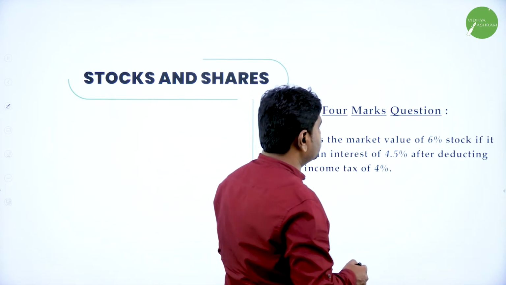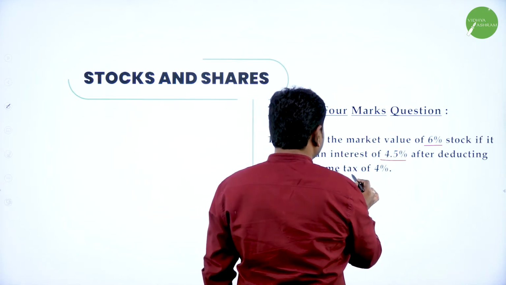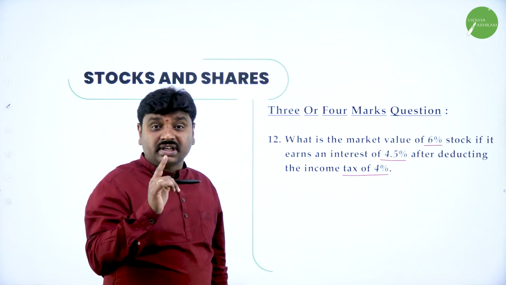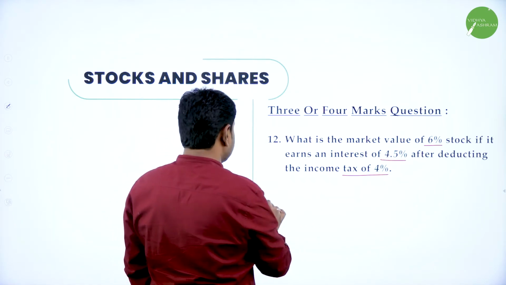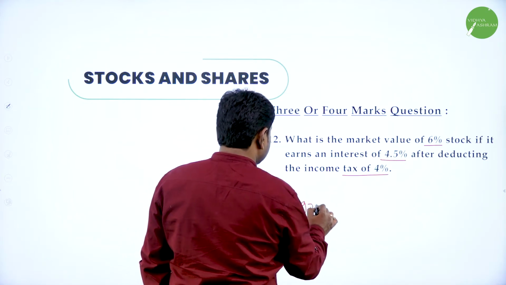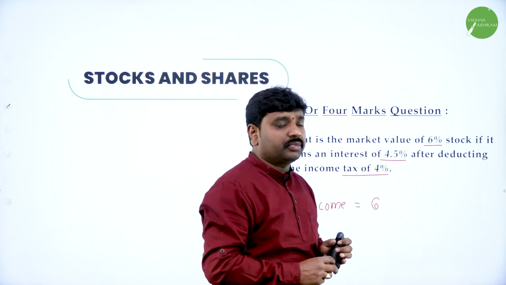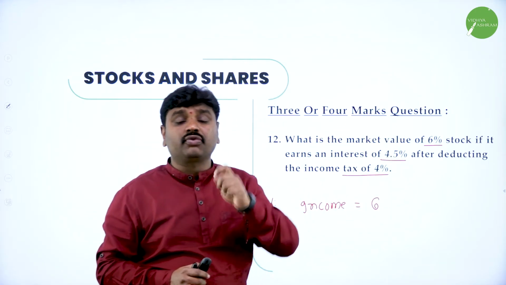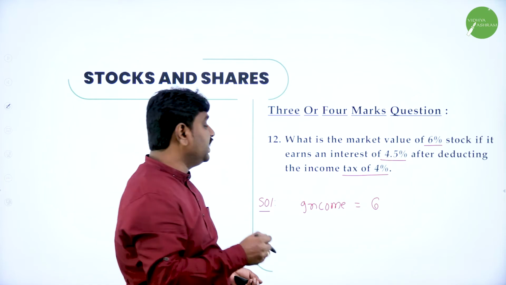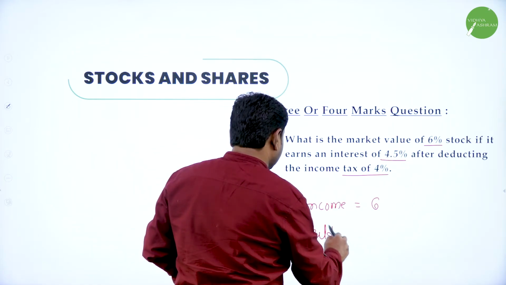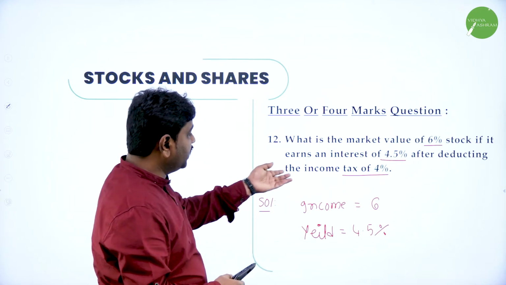What is the market value of 6% stock if it earns an interest of 4.5% after deducting income tax of 4%? See, first you should read the question and write what is given. 6% stock means the stock gives you an income of 6. It earns an interest of 4.5% after deducting the tax, which means after the tax it is giving you 4.5%. Overall income you are getting is called the yield. So the yield is 4.5%, given after deducting income tax.